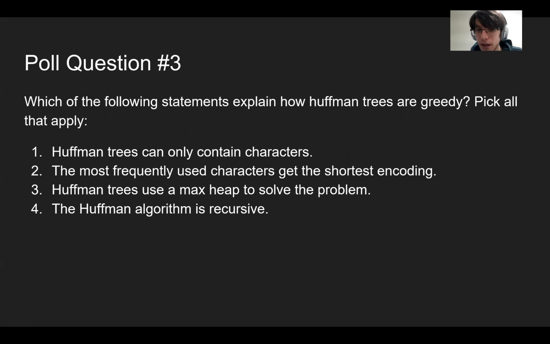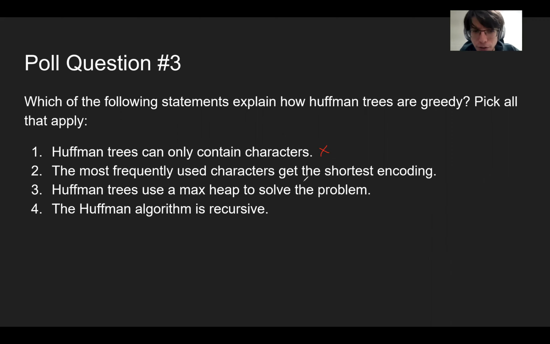The following statements explain how they are greedy. So we can try and answer that. You can pause if you want. I'm going to go over the answer now. Okay. So the answer, let's see. Huffman trees can only contain characters. That doesn't make it greedy. That's just a problem constraint, or a tree constraint. Yeah, it's just a constraint, right?